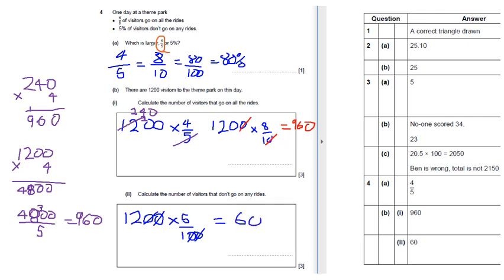and it's 60. I suppose, should we have another way of doing it? We could say 10% of 1,200 is 120. So therefore 5% is half of 120, which is 60. Okay, so whichever way you like.